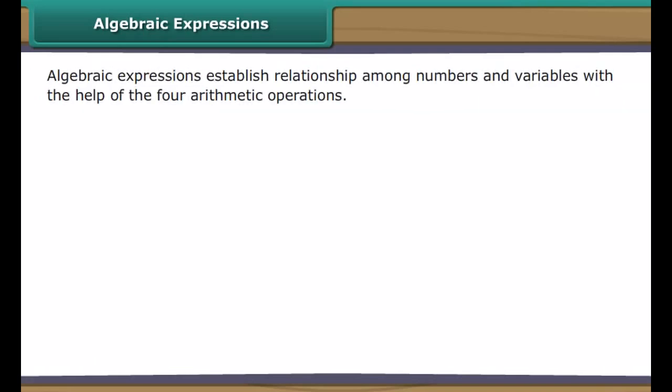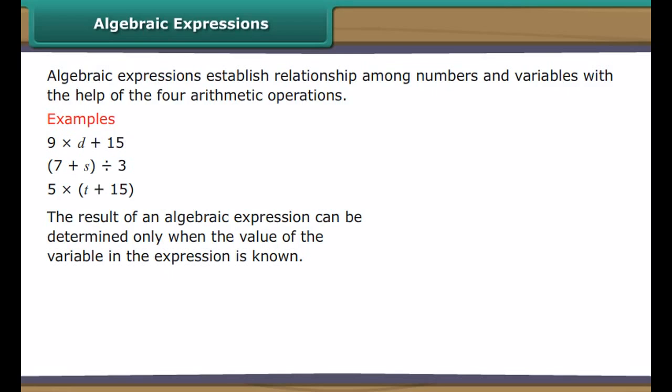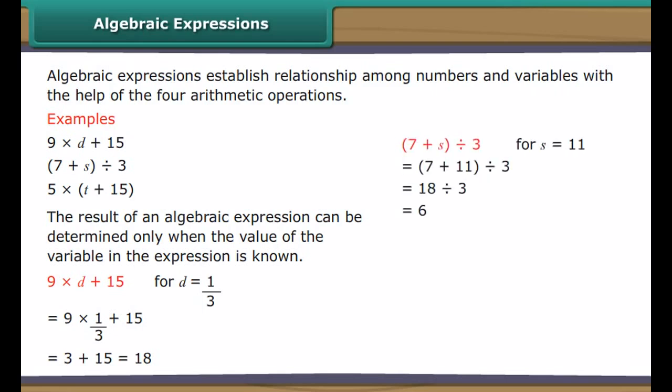Algebraic expressions establish a relationship among numbers and variables with the help of the four arithmetic operations. Here are some algebraic expressions. The result of an algebraic expression can be determined only when the value of the variable in the expression is known. Let us solve each of these algebraic expressions for specific values of the variables.